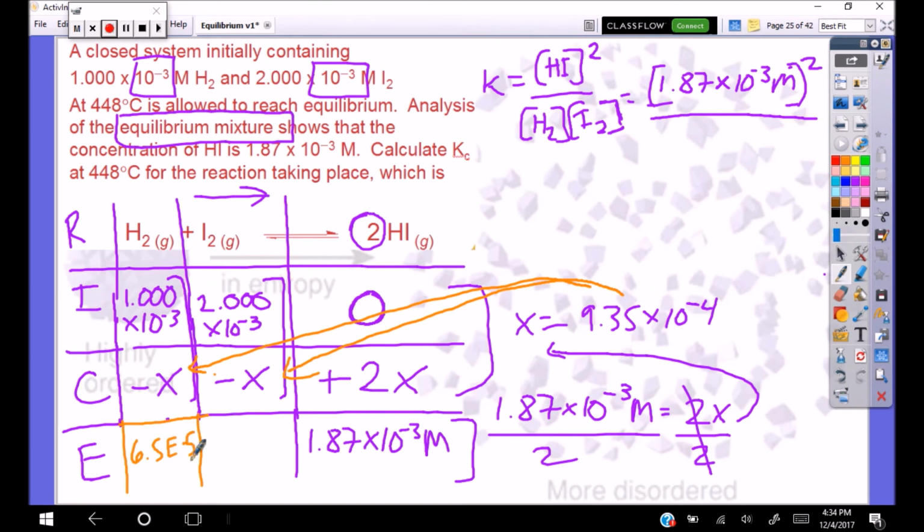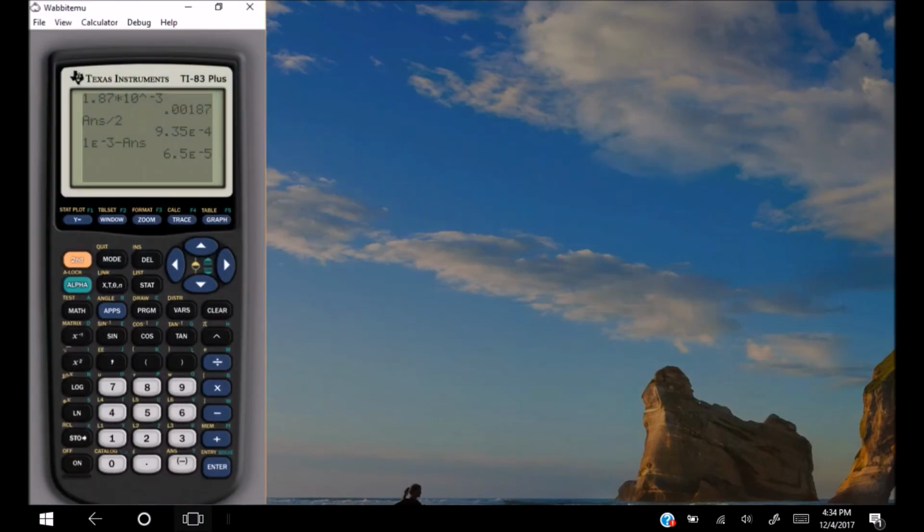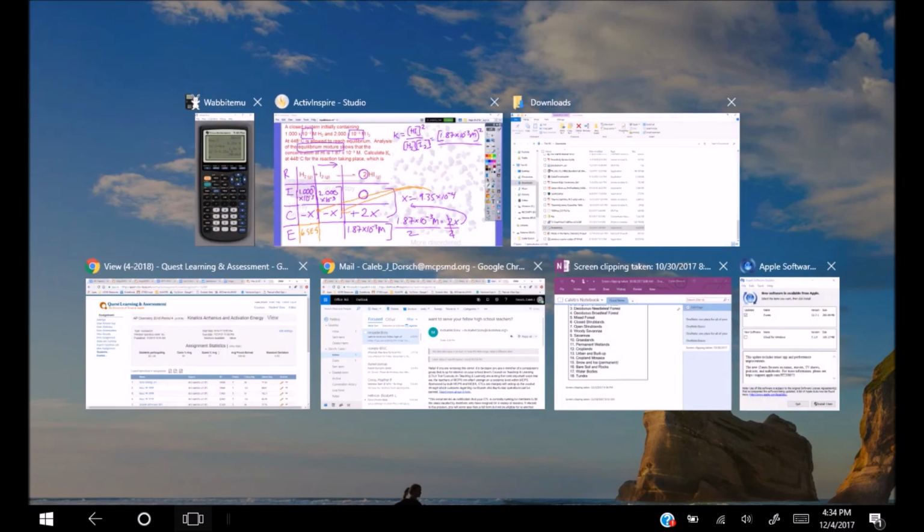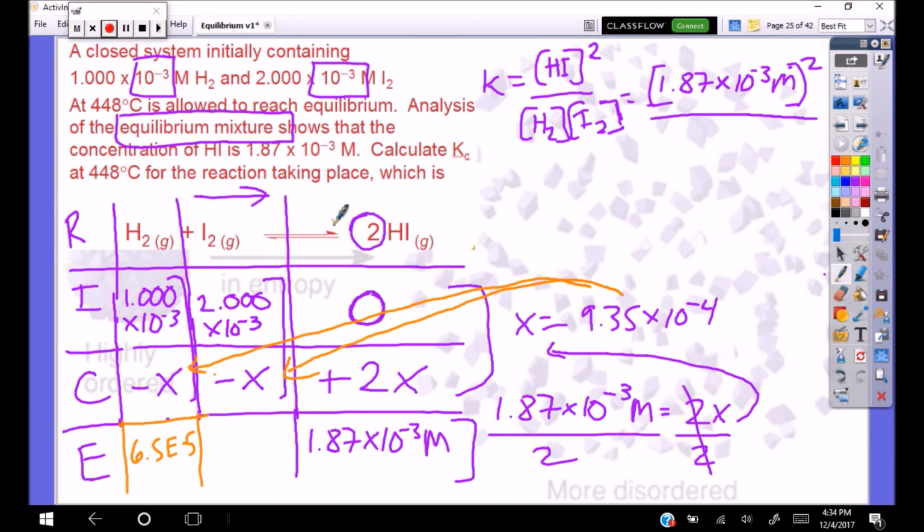All right, and I can do the same thing for the other side for I2. 2e to the negative third minus 9.35 e to the negative fourth. Make sure I got my negative in there. All right, and I get 1.065 e to the negative 3. We can leave it just like that though, 0.001065. Now I have my equilibrium concentrations and I can plug them back in here.